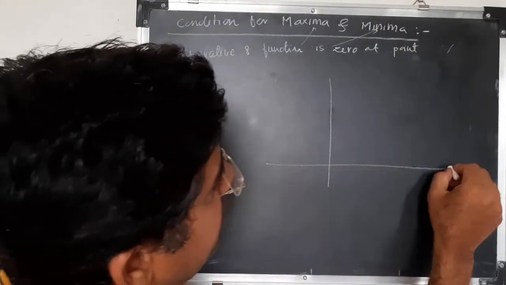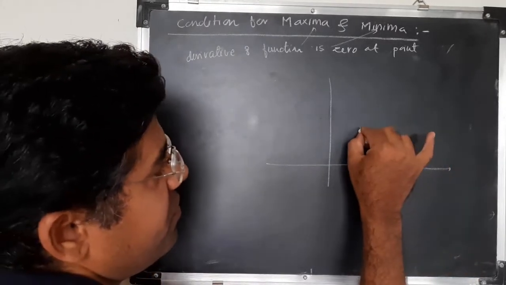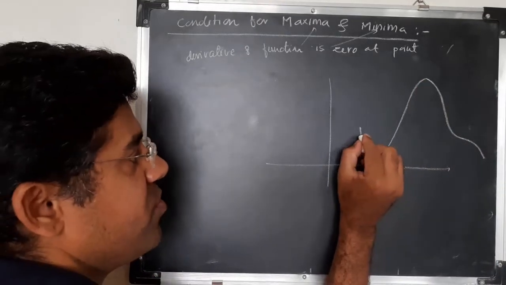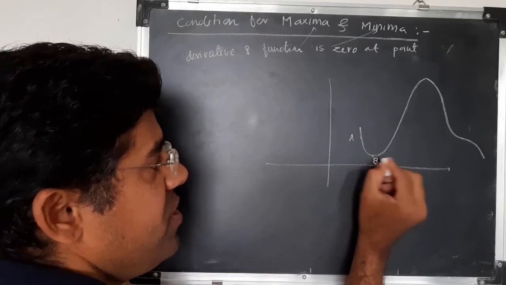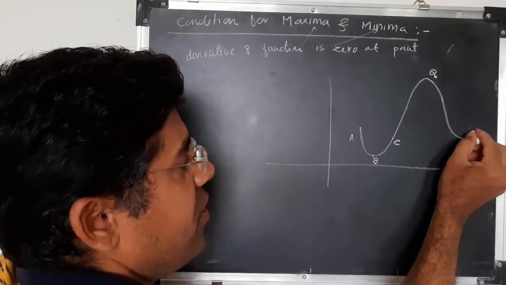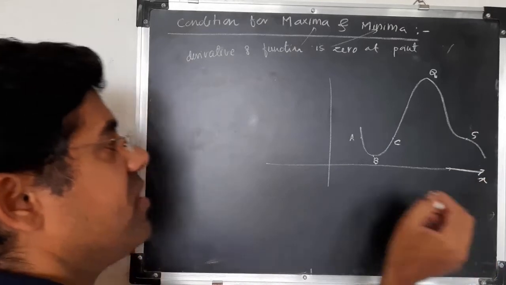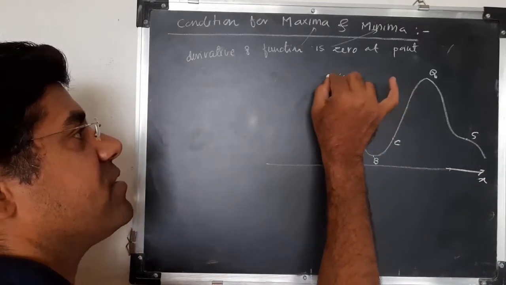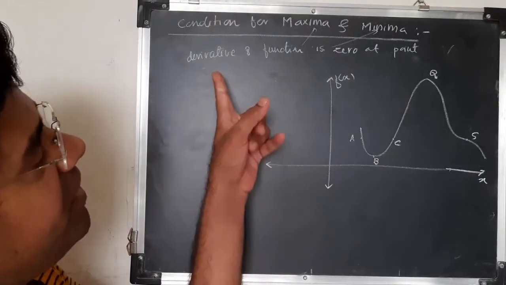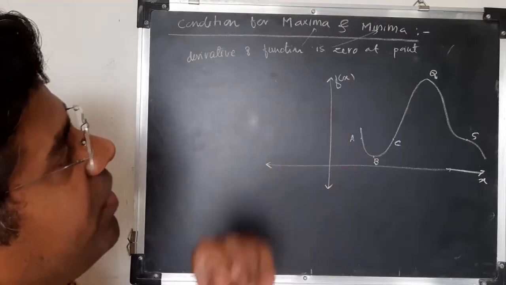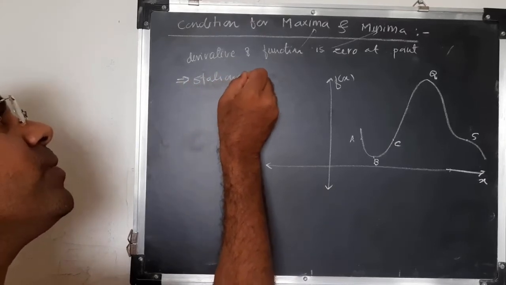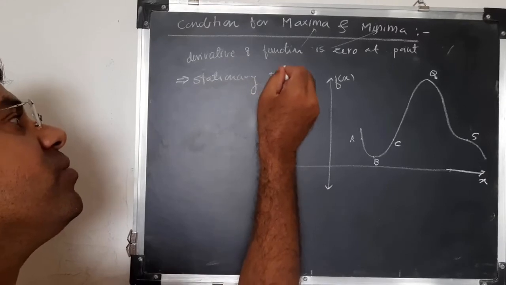So what do you mean by this one? This is your graph. This is my A, B, C, here is suppose Q, here is X. So this is X and this is f of X. Okay, so the derivative of a function is 0 at a point, and the given point is called your stationary point.